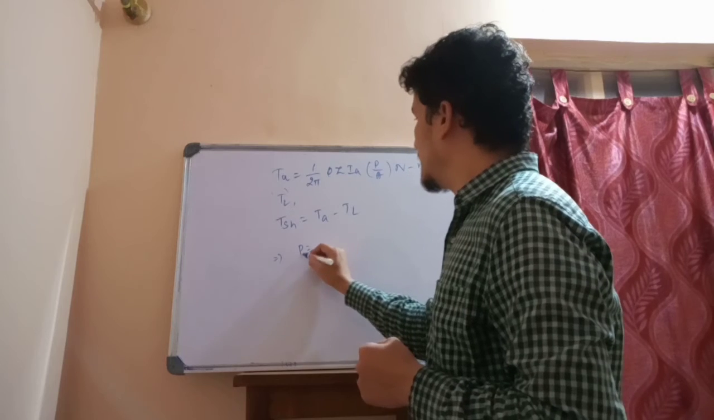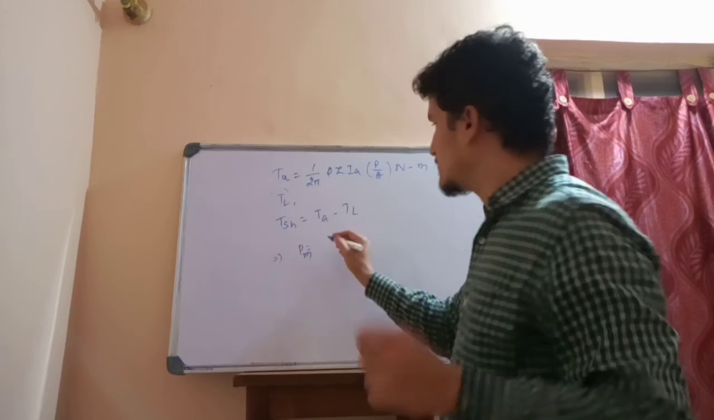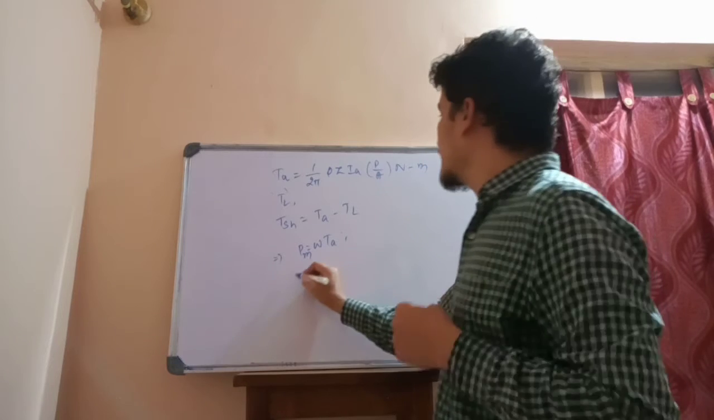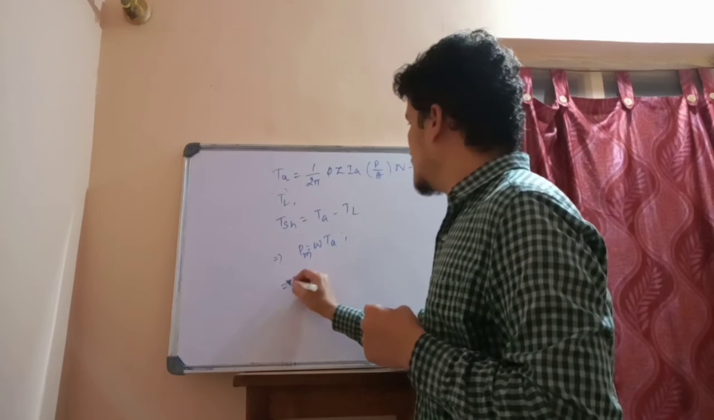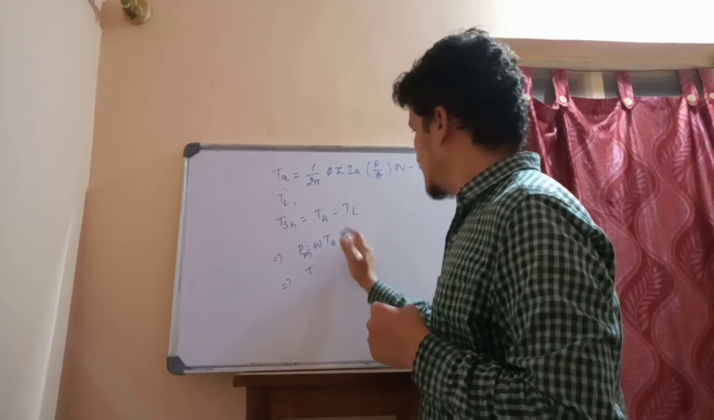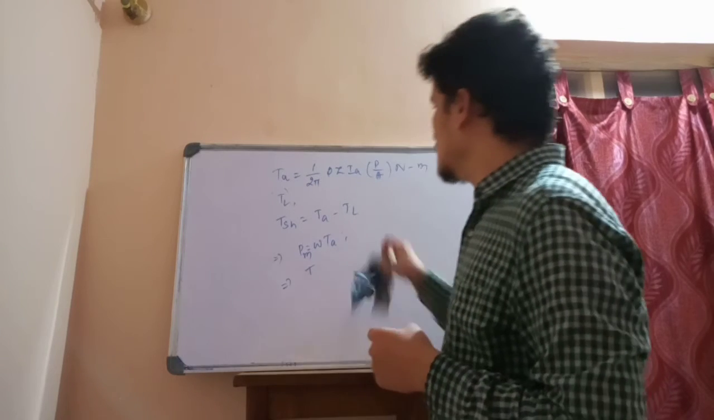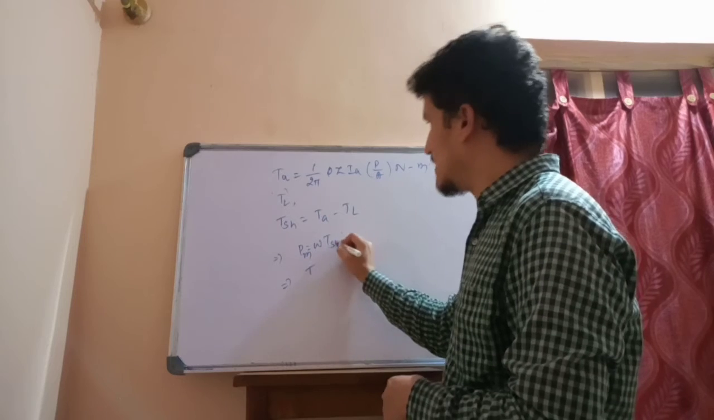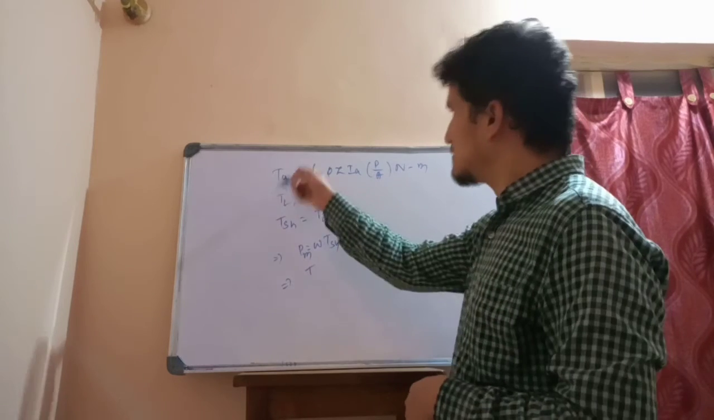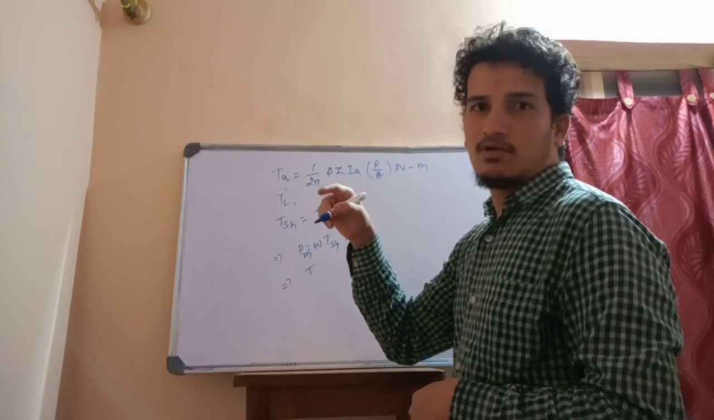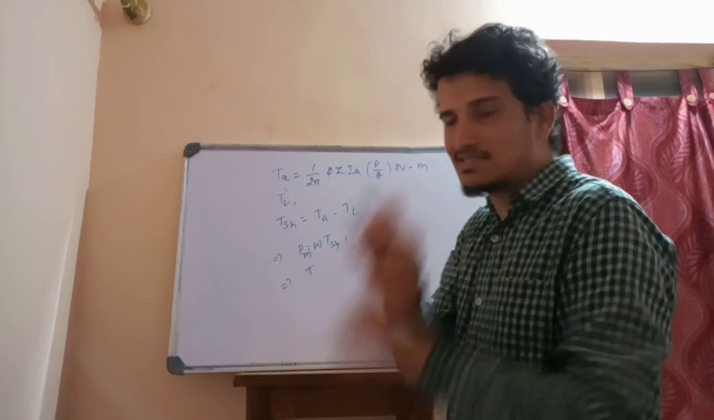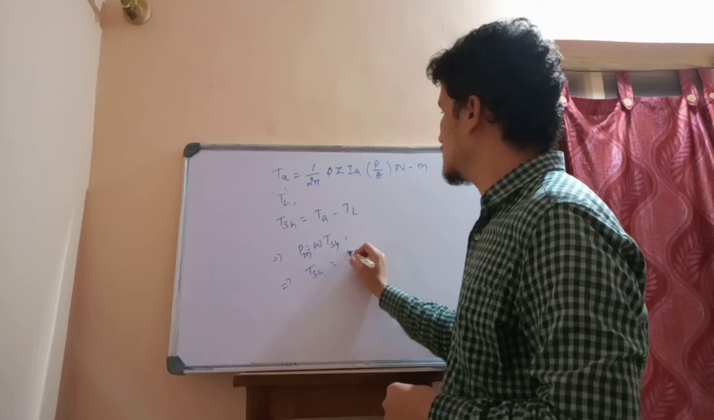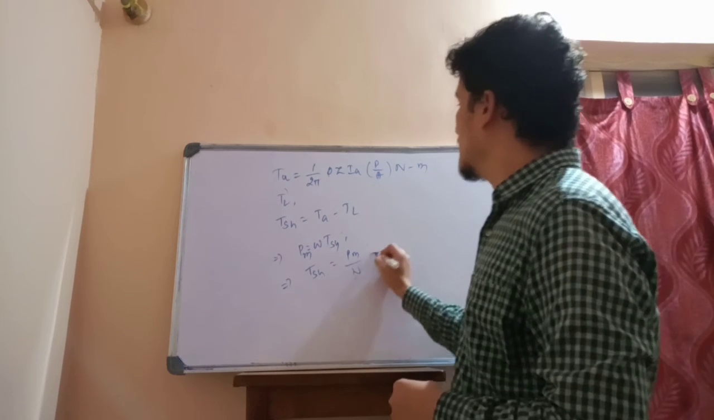P is equal to PM. The net mechanical power output must be equal to omega into TA. In general, we have to write TSH, because it is the mechanical power output there. TA is the theoretical torque, the net armature torque that is developed. So PM is equal to omega into TSH. So TSH is equal to PM divided by omega.